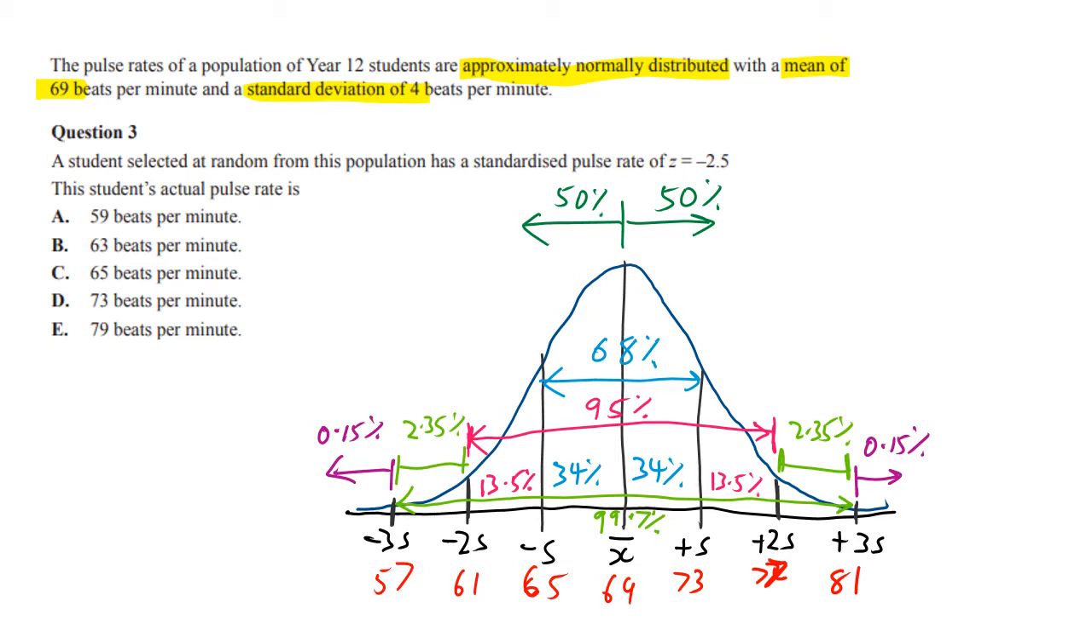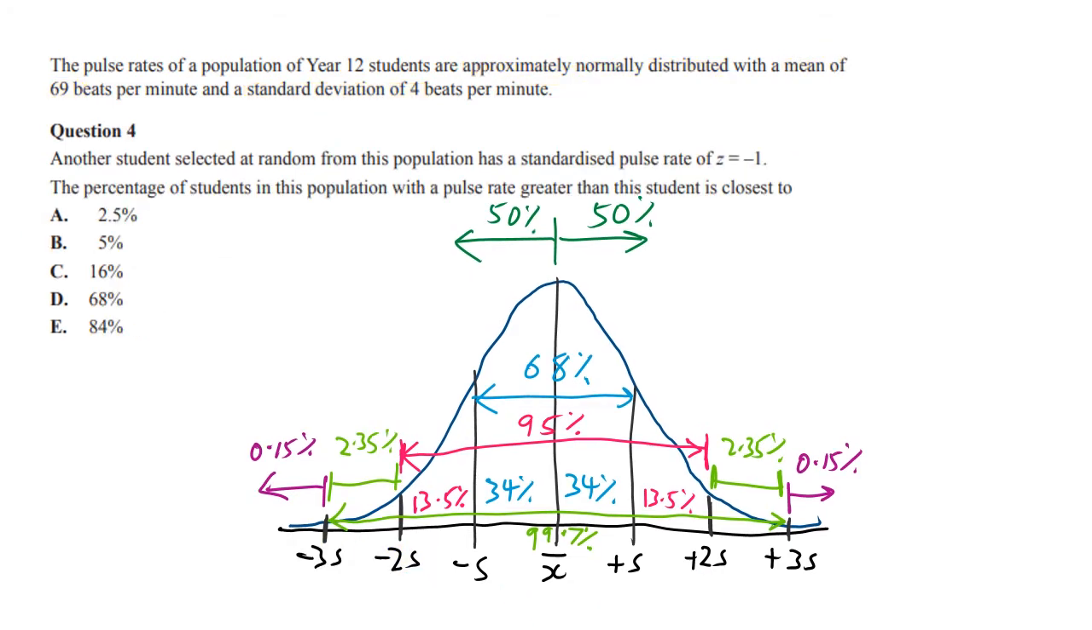Now, it says here we want to look for a standardized pulse rate of z equals minus 2.5. Now, if you think about this, over here we've got minus 2 and here we've got minus 3. So minus 2.5 is there, right? Halfway between 57 and 61. That's minus 2.5. So it's going to be 59, isn't it? It's halfway. So the answer is A. So the actual pulse rate is 59. And you can see how you can approximate these things quite easily. It's just a linear scale on the z-score, so not so hard to work out.